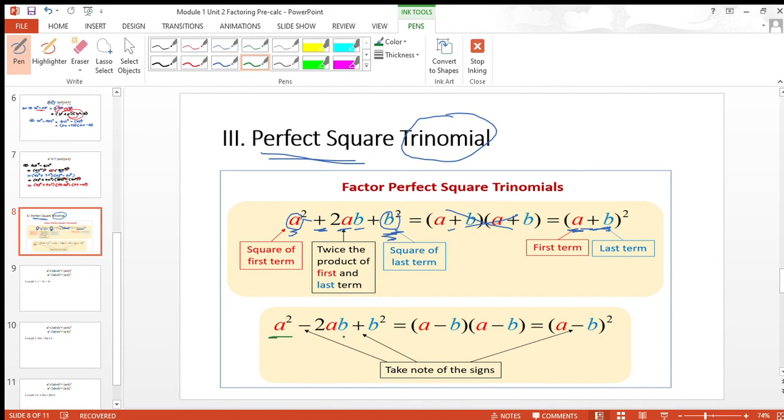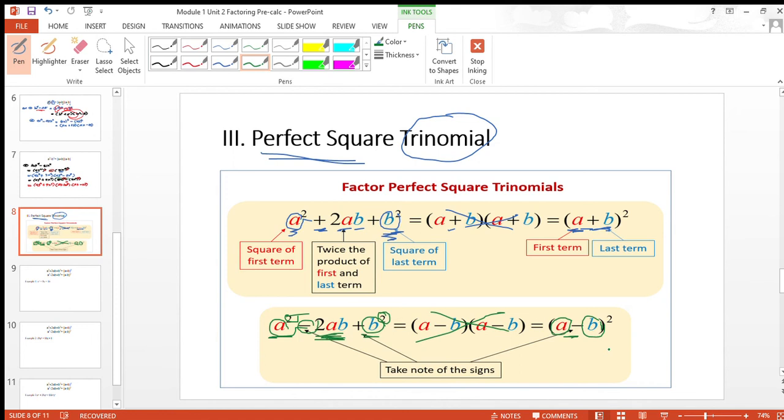Looking at this illustration below, this is still a perfect square trinomial. We have two perfect squares, and then the remaining term is 2 times the product of the square roots of the perfect squares. And to factor this, we get the square root of the first perfect square, and then the square root of the second perfect square, and whatever sign we have here, that's also the sign that we include here. Then everything raised to 2.